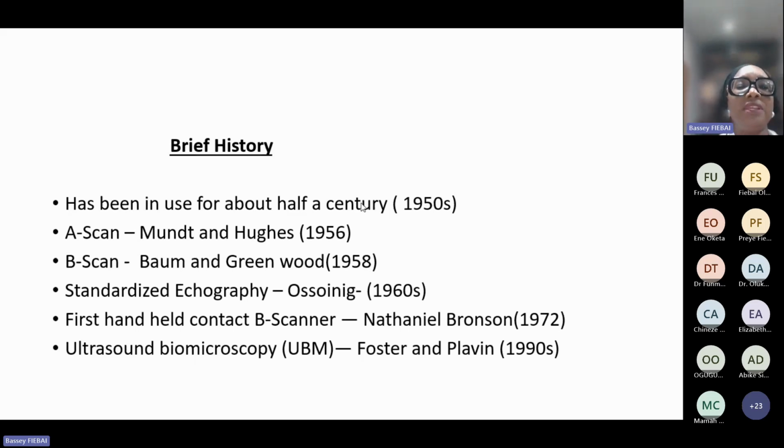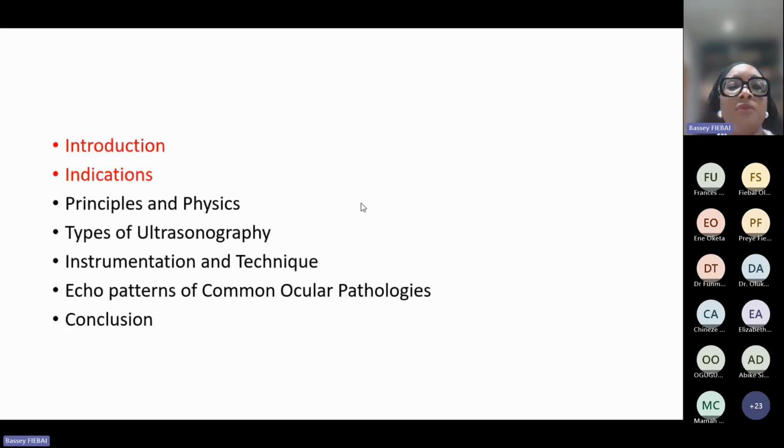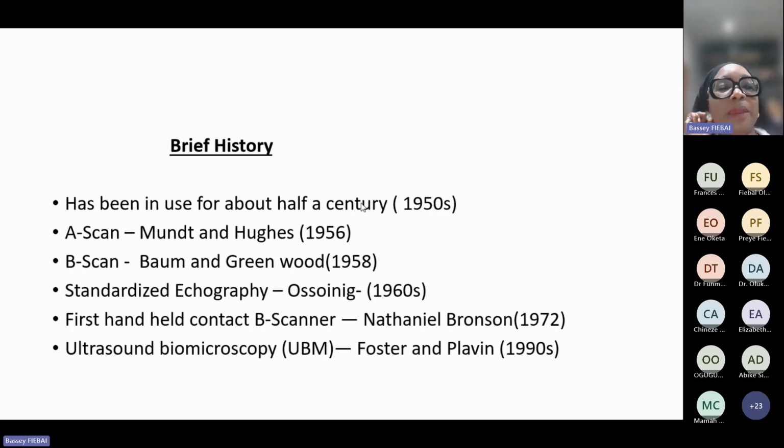So very briefly, let's just look at the history. The earliest reported application of ultrasound scan was by Mont and Hughes in 1956, where they described the use of pulsed echo A scans in the detection of intraocular tumors. And then in 1958, Baum and Greenwood developed the very first B scan using the immersion technique for ophthalmic use.